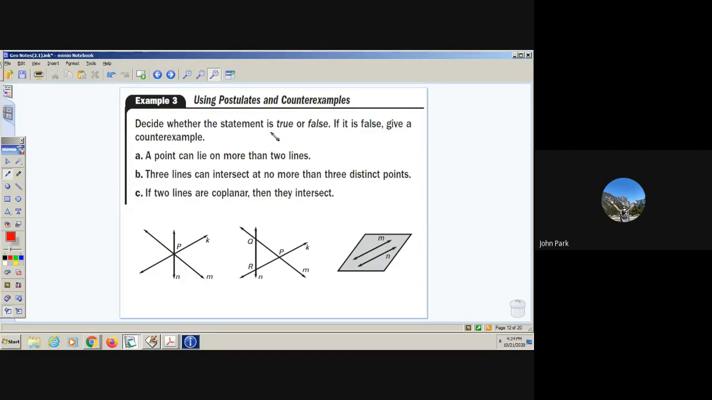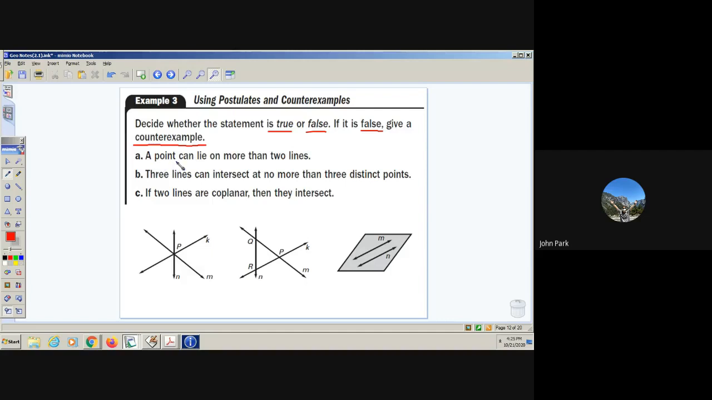So we're trying to figure out whether these statements are true or false, right? And if it's false, then you give a counterexample to show why it's false. Remember, we just need one counterexample to show a statement is false. If it's true, sometimes it's hard to prove or show, but if it's false, it's easy to show just by one counterexample.